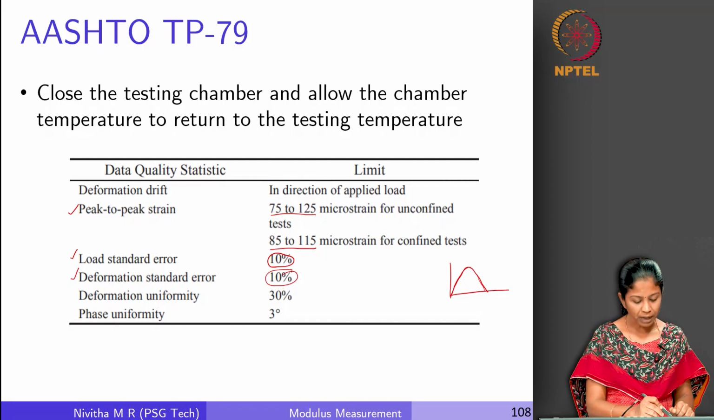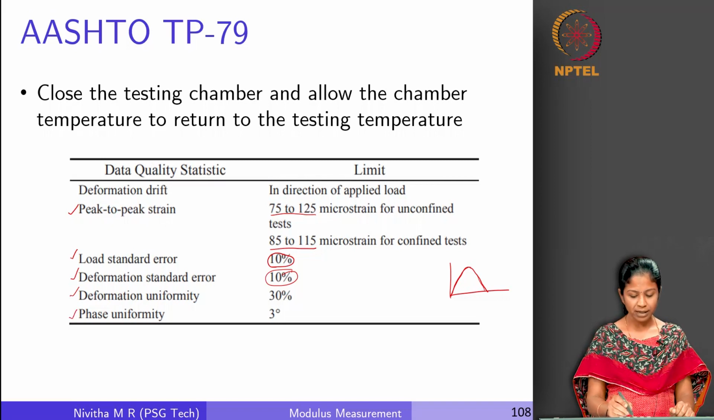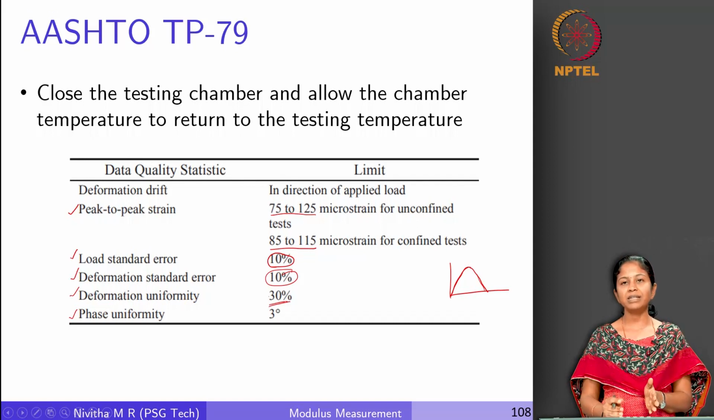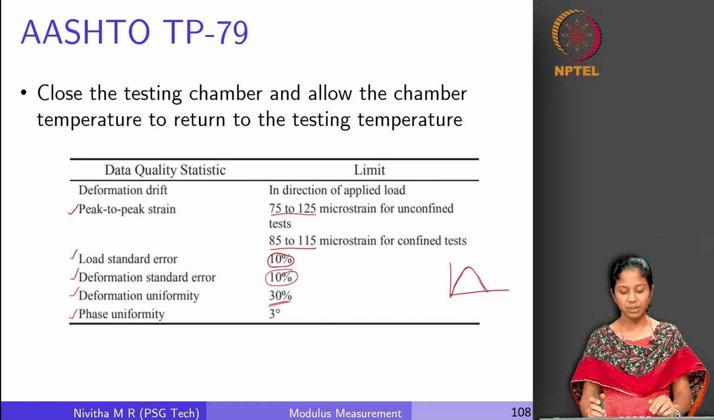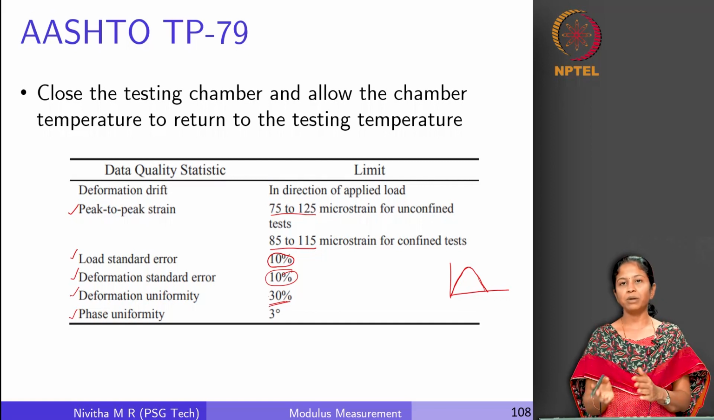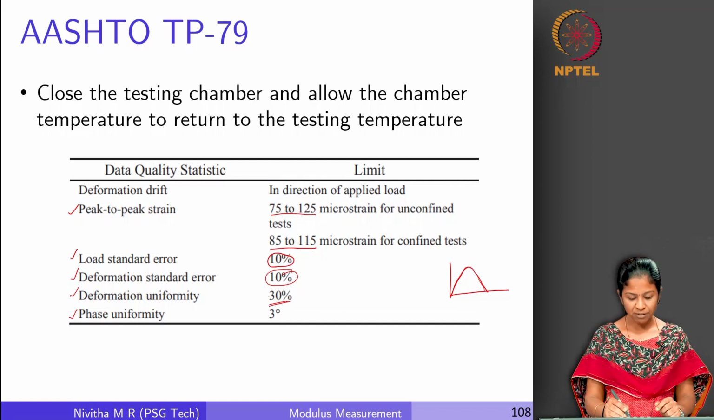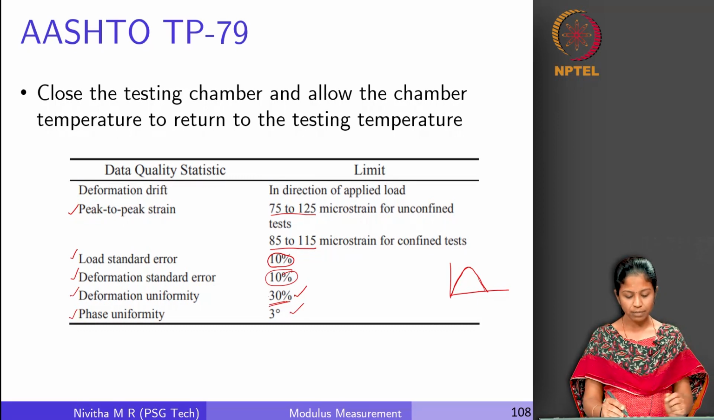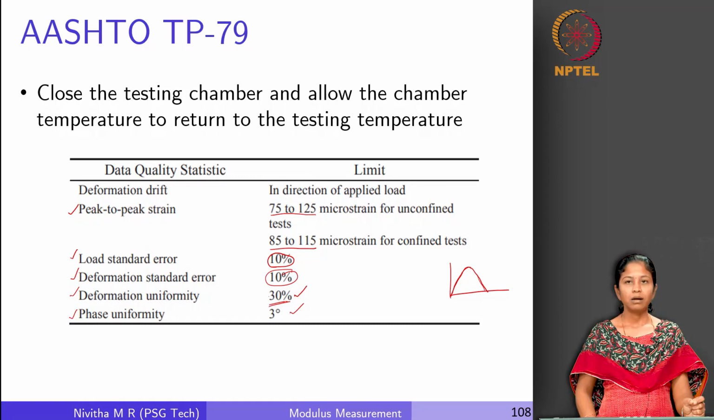We have two other parameters, deformation uniformity and phase uniformity. Deformation uniformity is how much the deformation varies when we are testing two different samples. Similarly, phase uniformity is also the variability between two samples. Deformation uniformity is limited to 30% and phase uniformity is limited to 3%.